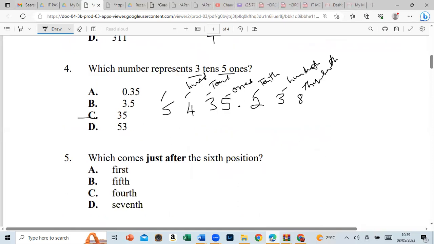Which comes just after the 6th position. Type in that for me, guys. Which comes after the tenths of 7th, the 6th position.